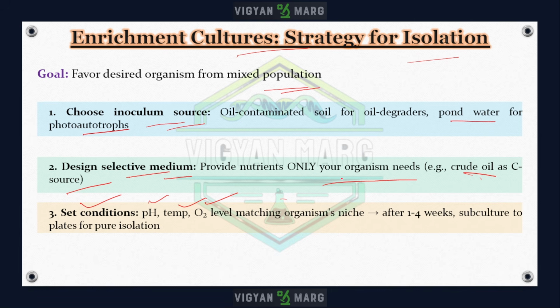Okay, after 1 to 4 weeks of incubation, the desired organism becomes a major component of the culture. You still need to subculture onto different plates and perform pure culture techniques like streak plating. But now you are starting from a much more favorable mixture. Enrichment culture is therefore a pre-isolation step. Before you go to pure culture, this is the pre-isolation step, especially important for environmental or ecological microbiology.